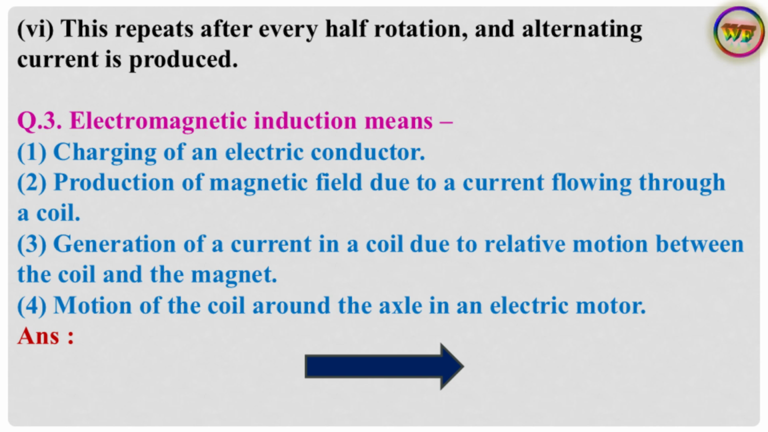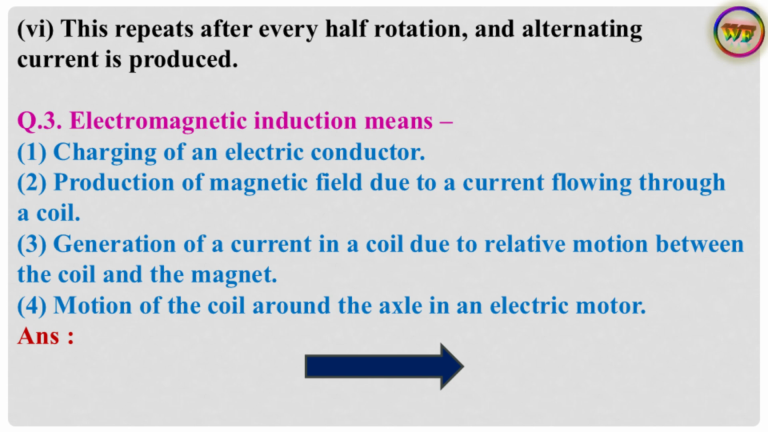Question 3. Electromagnetic induction means: Sub-question 1. Charging of an electric conductor. Sub-question 2. Production of magnetic field due to a current flowing through a coil. Sub-question 3. Generation of a current in a coil due to relative motion between the coil and the magnet. Sub-question 4. Motion of the coil around the axle in an electric motor.